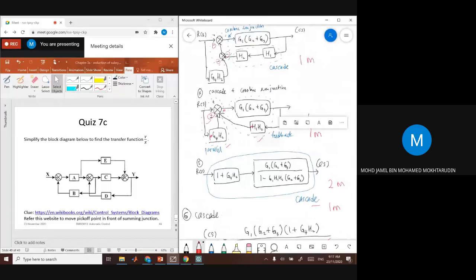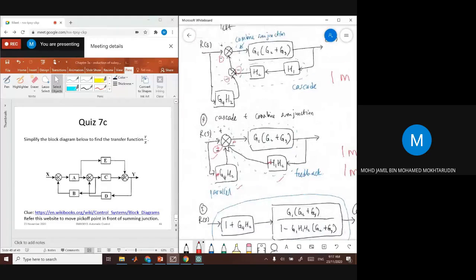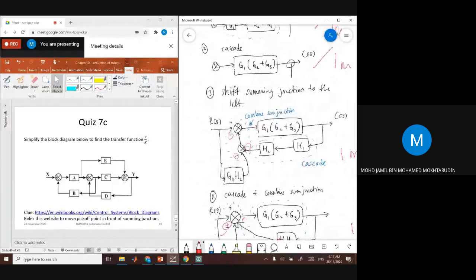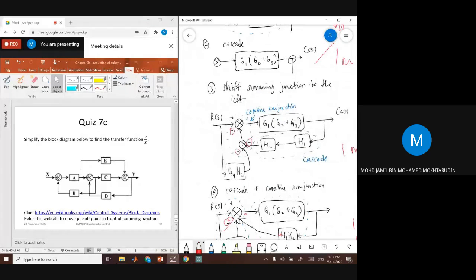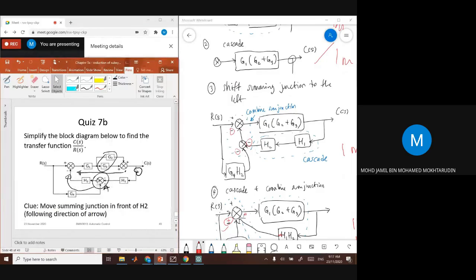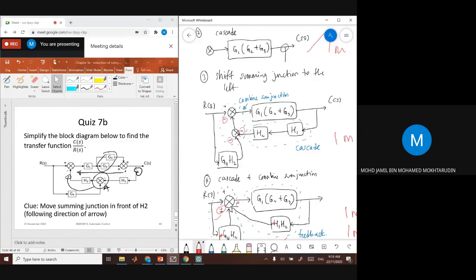Okay, so what happened here? So we shift this pick off summing junction to the left, okay? This summing junction we move to the left. So when you move to the left, then G4 times H2. And H2 is left behind at the back, okay? The summing junction has moved to the front. Okay, that's understood, right?